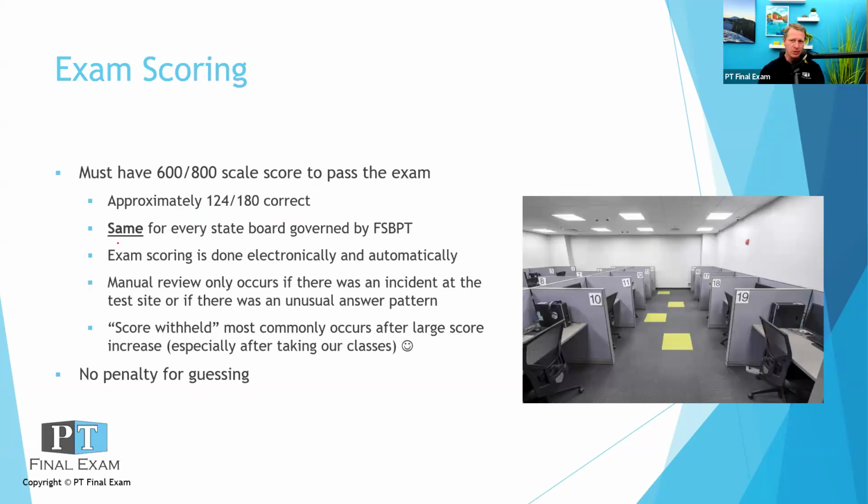Now to the all-important exam scoring. On test day, you have to have a 600 out of 800 scale score to pass the exam. So what does that mean? A 600 out of 800 scale score means you have to get about 70% correct. Now you're probably looking at the math and saying, well, Will, isn't that more like 75%? The answer is no. The raw score is around 70% in order to pass the exam.